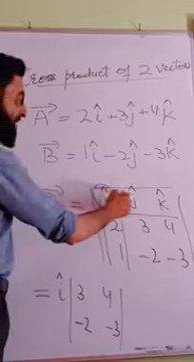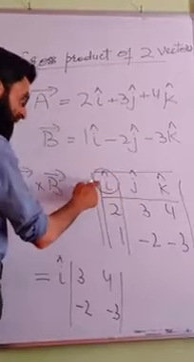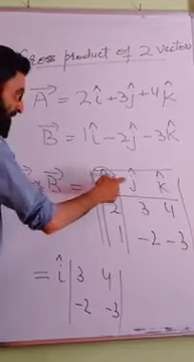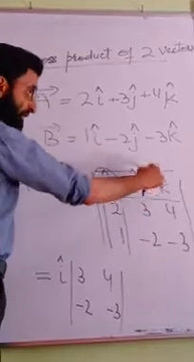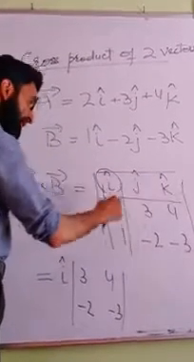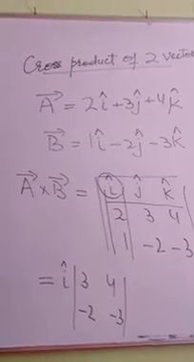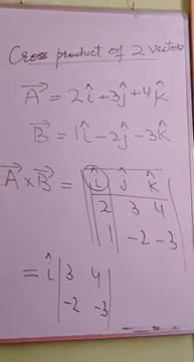After that we take minus j cap. This is taken as plus i cap. Then we will take minus j cap. After that we will take plus k cap. This is a rule, and this rule is known as Cramer's rule.